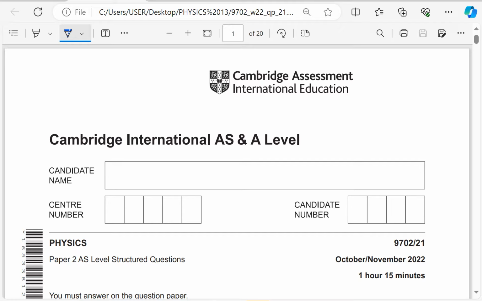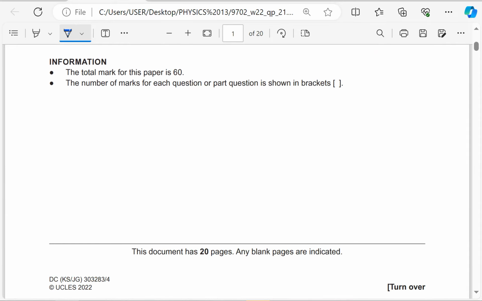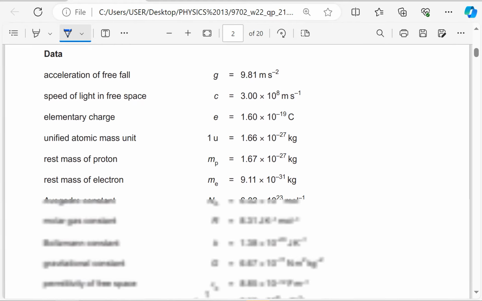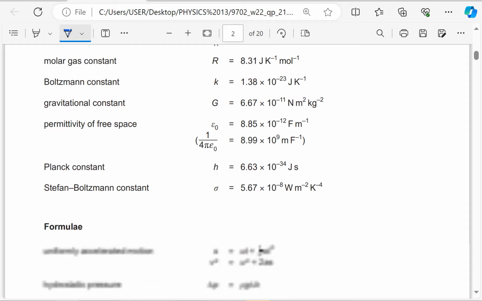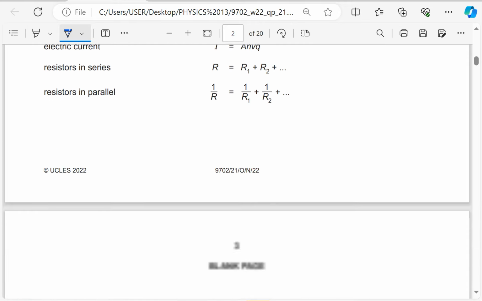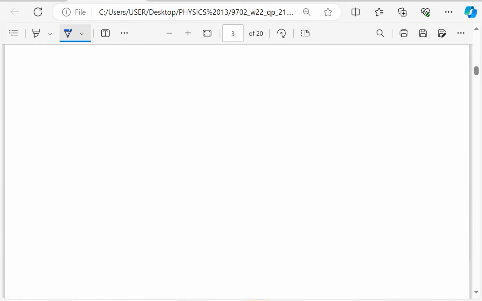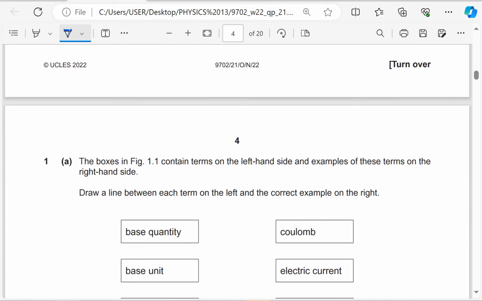So here's the question paper. It's supposed to be 1 hour and 15 minutes. I'll try my level best to keep time. I'll not read through the instructions or the data. You can always go through the data and the formula. I'll go straight to the first question.